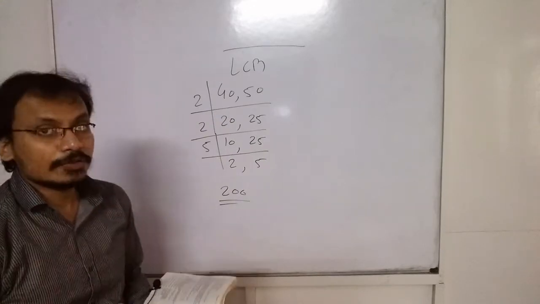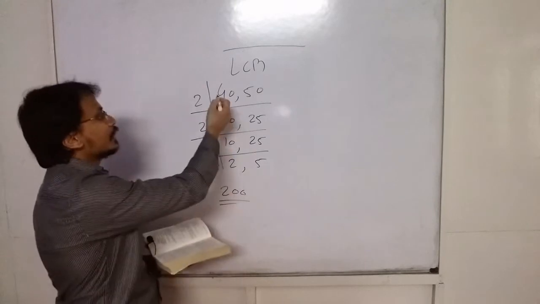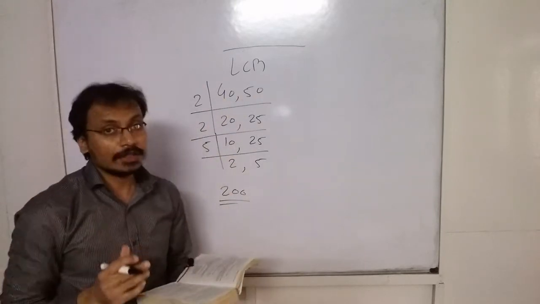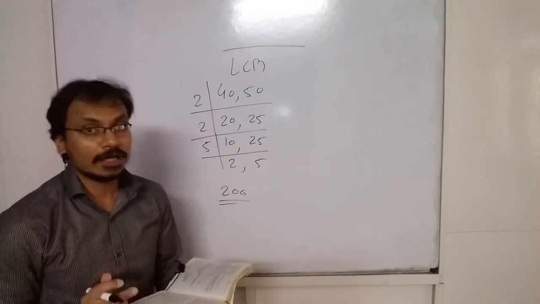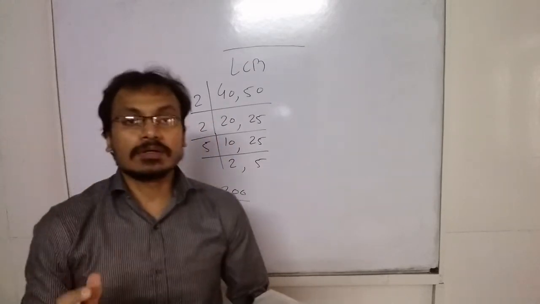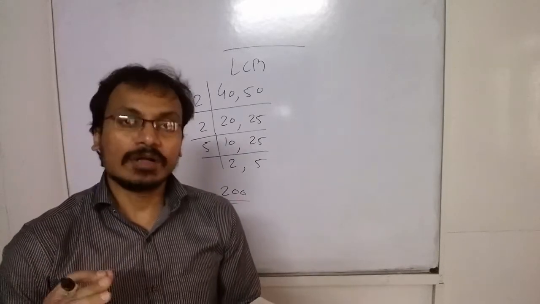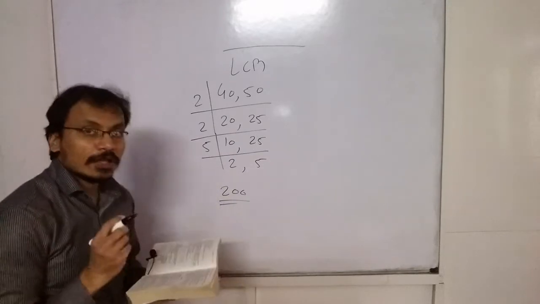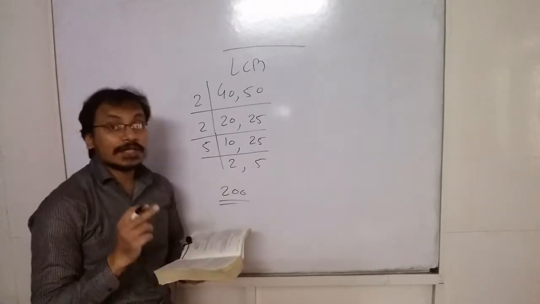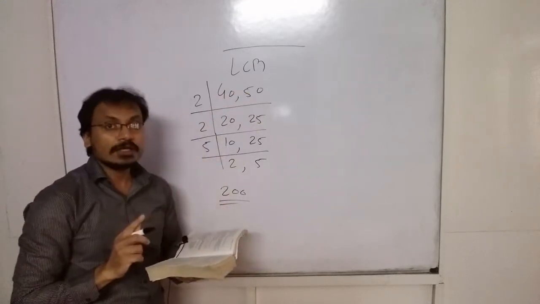Okay, perfect, that you have got it. But what is the relationship between 200 and 40 and 50? Or in other words, how can you say that 200 is related to 40 and 50? Normally nobody answers this particular question, so I am trying to answer it. 200 is the lowest number which is exactly divisible by 40 and by 50 also.